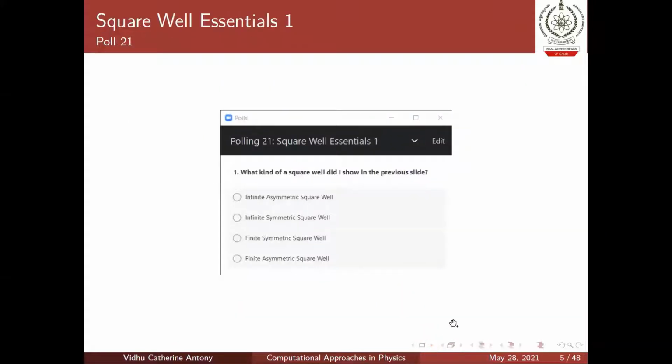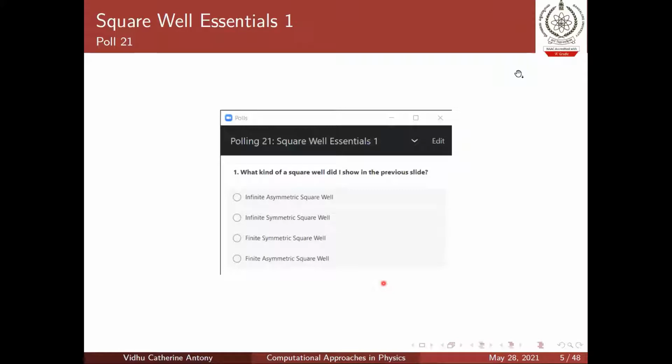So let me just start off this poll. Okay, poll number 21. So please plug in your answers. I hope you can see the poll. What kind of a square well did I show in the previous slide? Is it an infinite asymmetric square well? Is it an infinite symmetric square well? Is it a finite symmetric square well or is it a finite asymmetric square well?